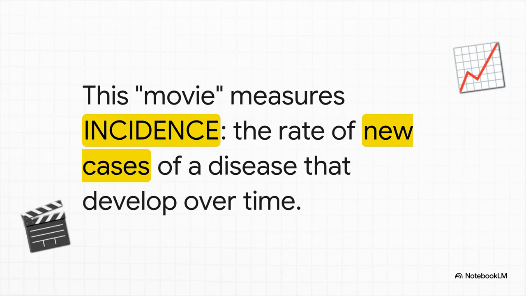Now, because they're watching over time, they can measure something way more powerful than prevalence. They measure incidence, and that's the rate of new cases showing up. This lets them calculate the actual risk. What's the probability that a smoker will develop heart disease compared to a non-smoker over the next 10 years? A cohort study can actually answer that.